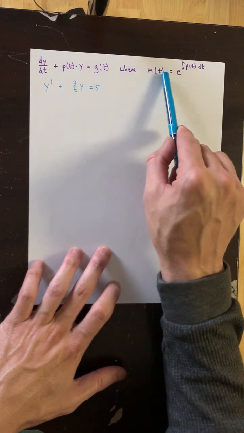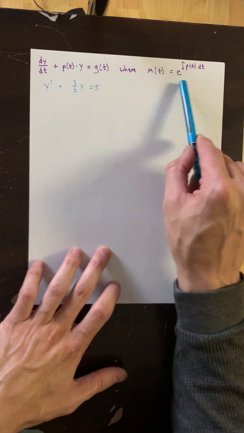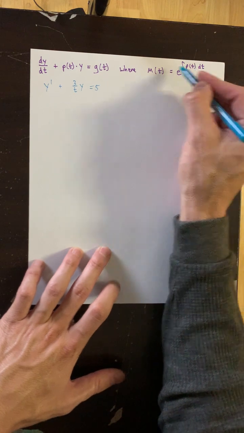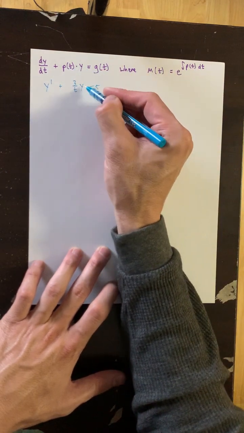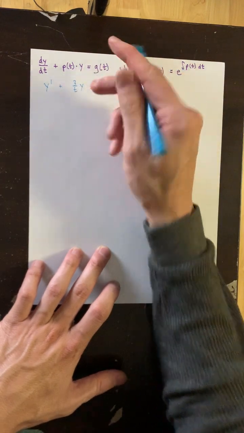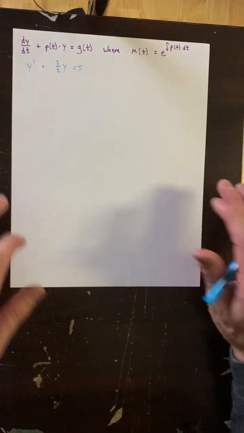And then they say that m, some other function, m is defined as e to the power of this, where recall that p of t is the function that is the coefficient of y. So in this case, p of t is being played by 3 over t. So before we find m, let me just remind us of a couple of things.